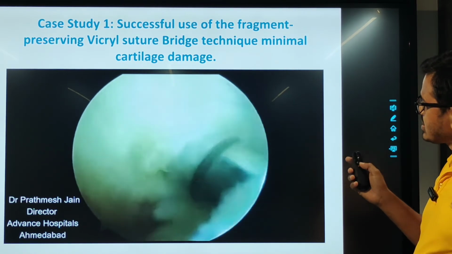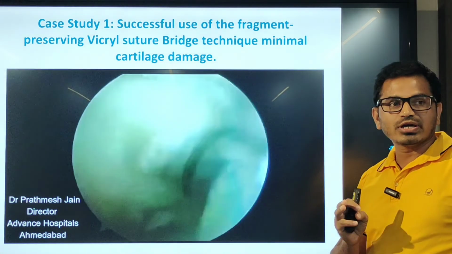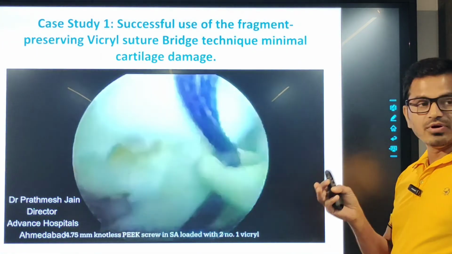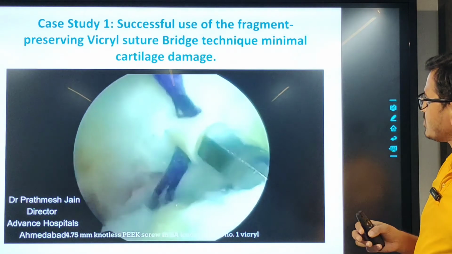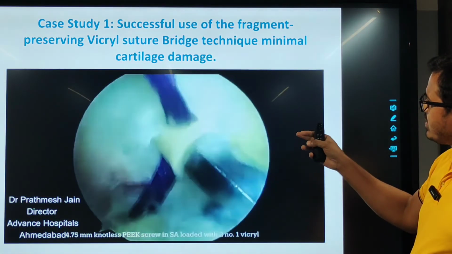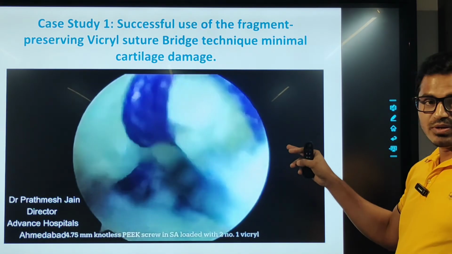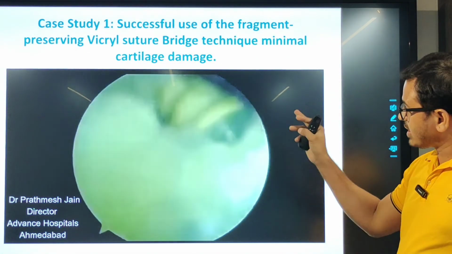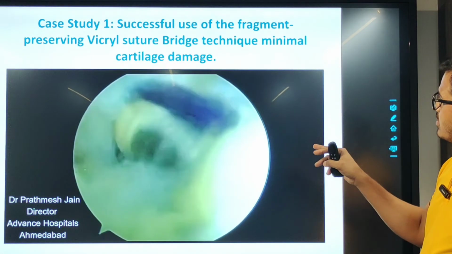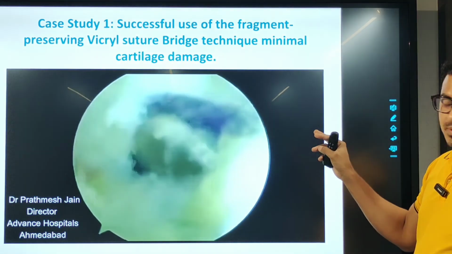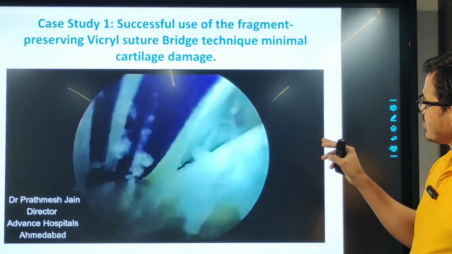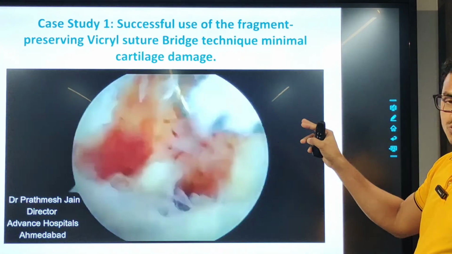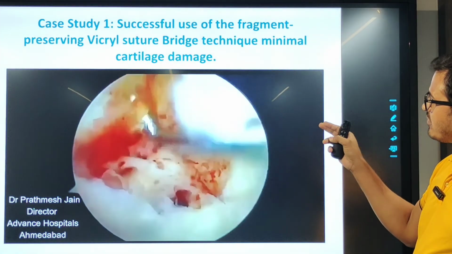Here we will fix it with a knotless Osteocare 5.5 mm PEEK anchor and suture, Vicryl suture actually. In this we can see that we are inserting a 5.5 mm Osteocare knotless anchor with the Vicryl at one side. With the help of these Vicryls and probe, we will reduce the osteochondral fragment.